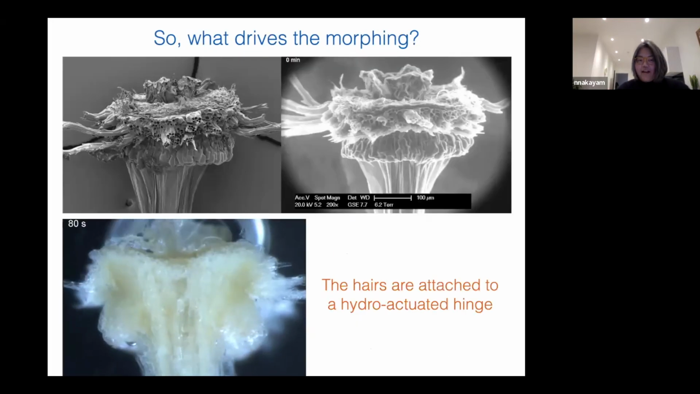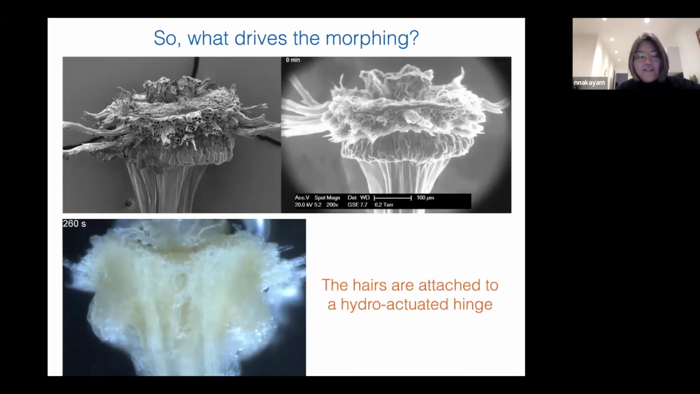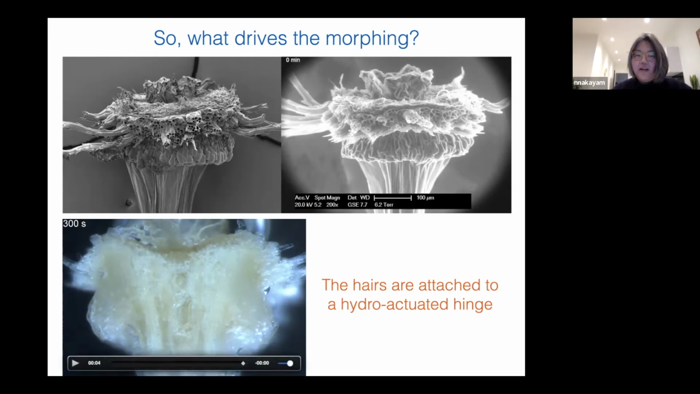In the remaining time, I would like to tell you very quickly what makes this morphing possible. We looked at different parts of this pappus structure to see what is mediating this morphing, and it came down to this base structure, the floral podium. This floral base structure is, by the way, completely dead by the time of diaspora dispersal.